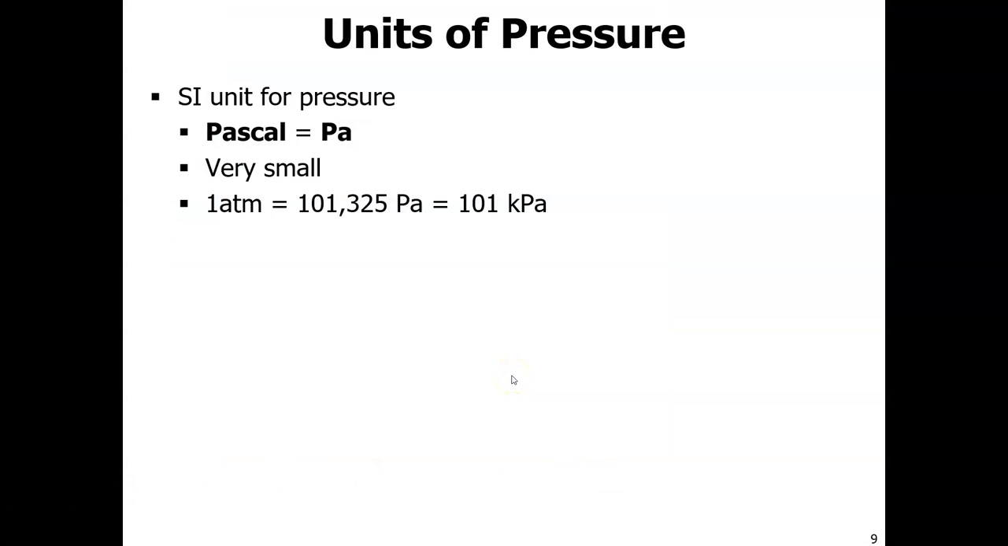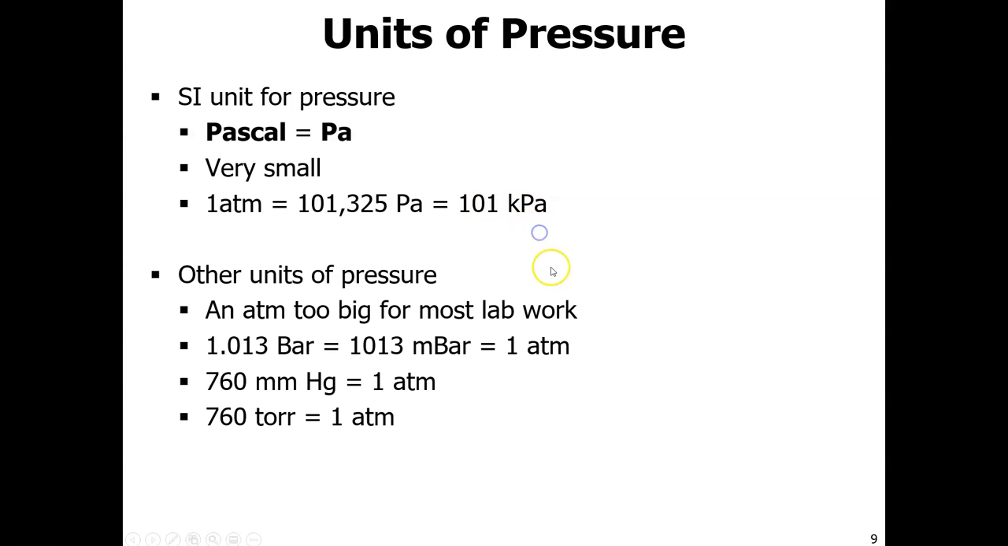So there are various different types of units of pressure. One atmosphere is the typical average pressure at sea level. And that is equivalent to about 100,000 pascals. So that's a very small measurement. And then you can also sometimes see that in kilopascals. Atmospheres are usually too big a unit for most labs to work in.